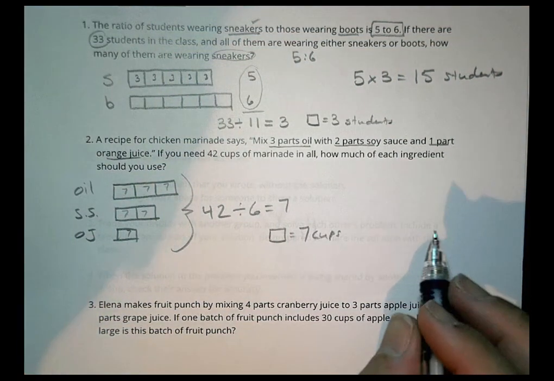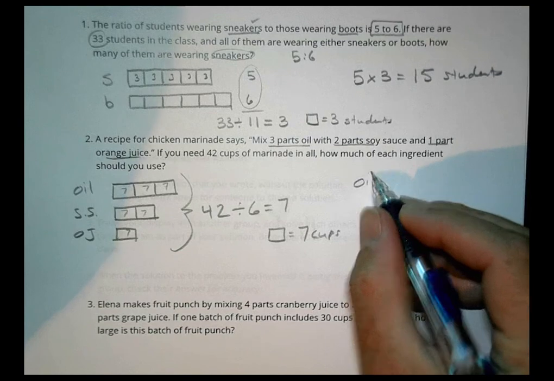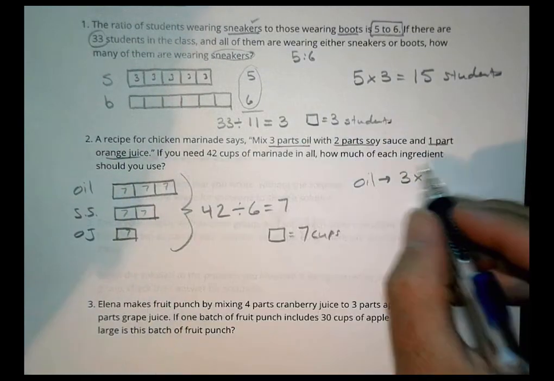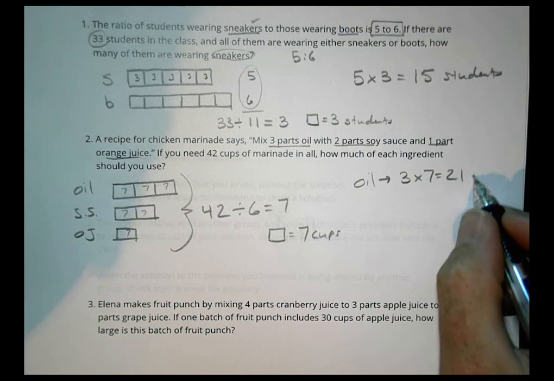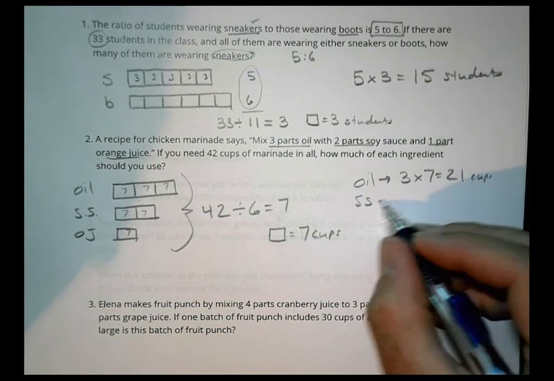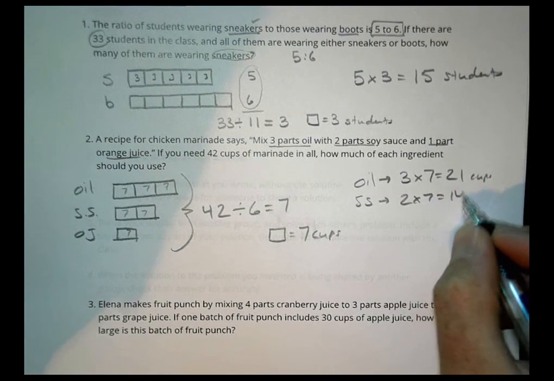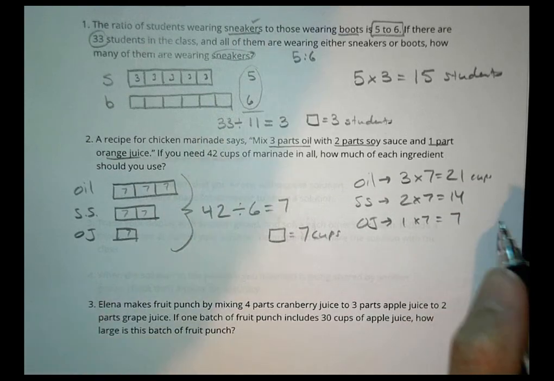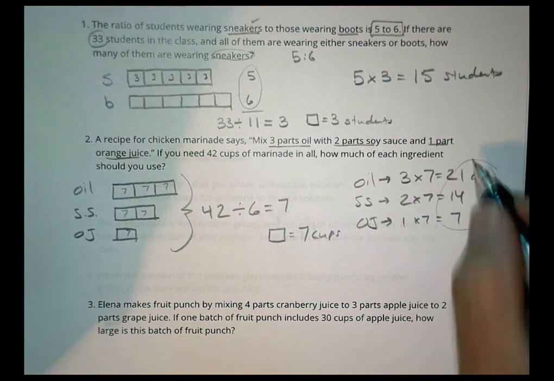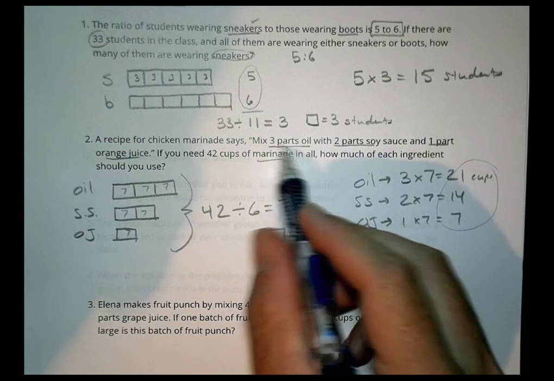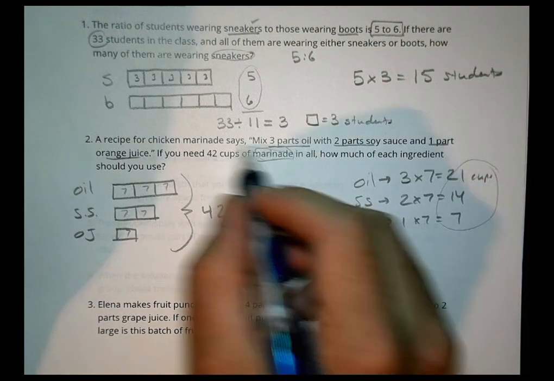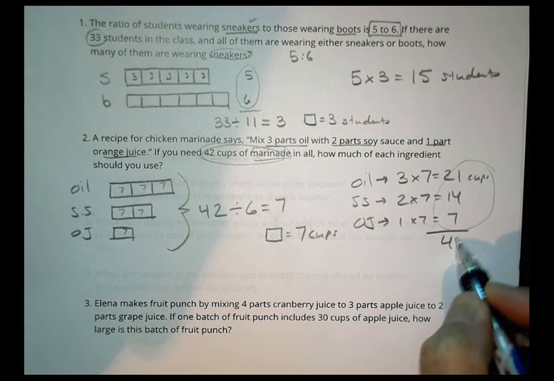So what do we know then? How much of each ingredient? Well, for the oil, it is going to be 3, because there's 3 of them, times 7 cups for 21 cups. For the soy sauce, we have 2 times 7, which is 14 cups. And for the orange juice, we have 1 times 7, which is 7 cups. So that's the number of cups of each ingredient we need to make this marinade in the recipe that it's wanting us to make it in. Could it be less? It could be, but for this recipe, it wants 42 cups, and that's how we get there. Because if you add all those up, you end up with 42 cups.